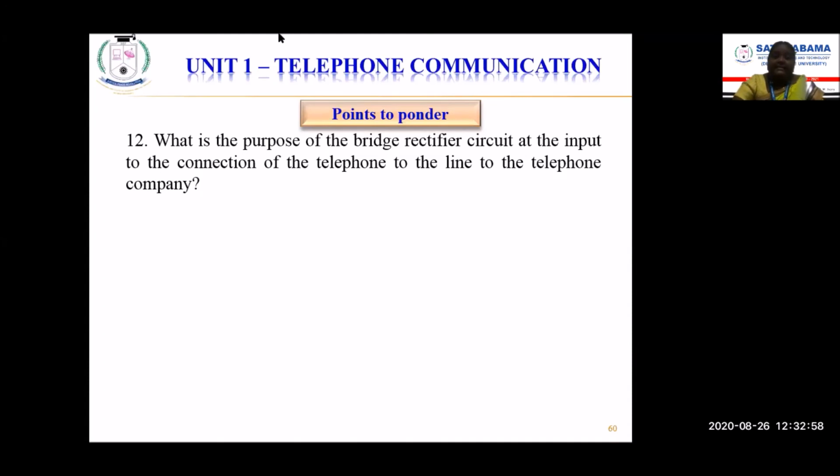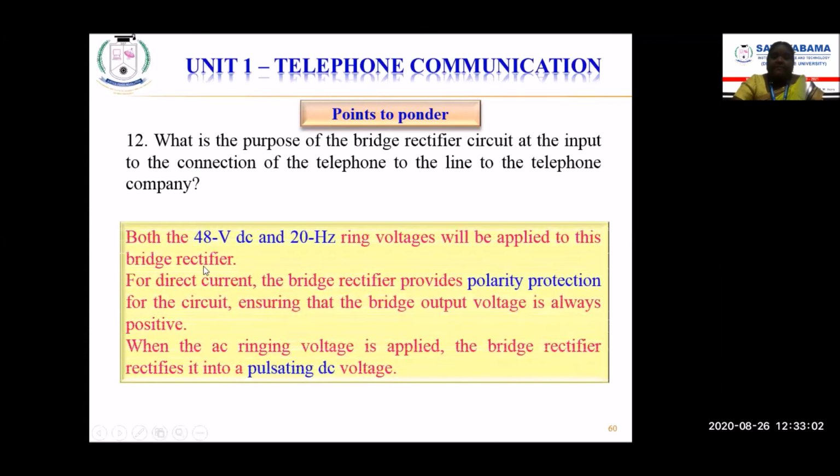Okay, now let's quickly see the answer. What is the purpose of the bridge rectifier circuit? Both the voltage levels coming from the telephone exchange, the 48 volt DC and the 220 hertz ringing voltage, will be applied to this bridge rectifier circuit, which is in the path of the electronic telephone instrument. For the direct current, the bridge rectifier provides polarity protection for the internal circuitry of the telephone instrument, ensuring that the bridge output is always positive, because we receive a minus 48 volt DC from the telephone exchange.